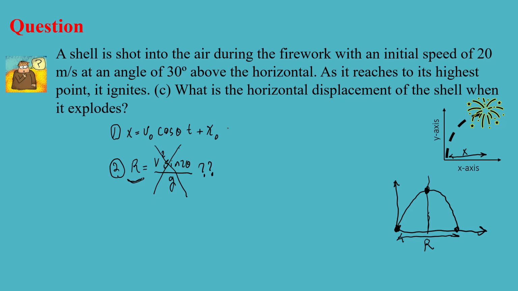Now let's substitute the values here. My v is 20, times cosine 30, times the time I found in the previous part, which was 1.02, and it's equal to 17.3 meters. And that's going to be my final answer.